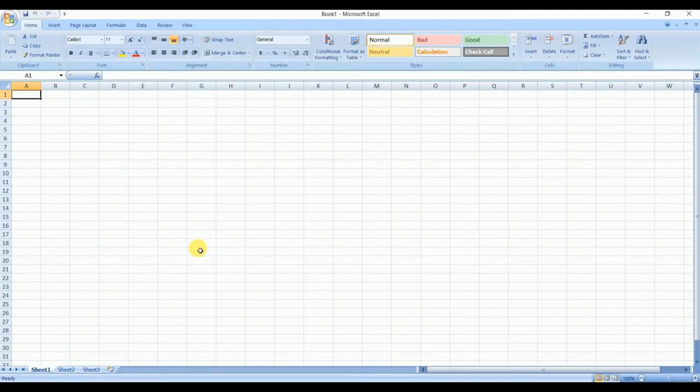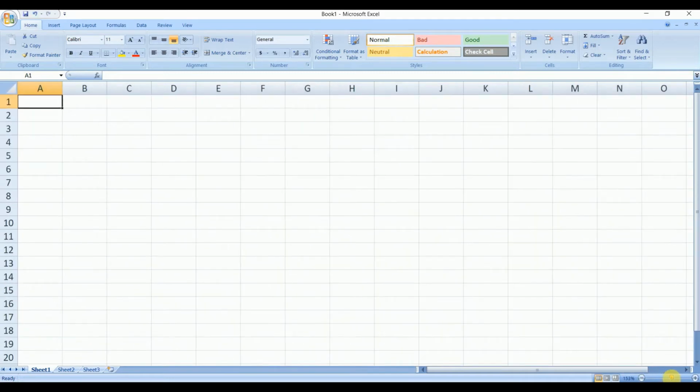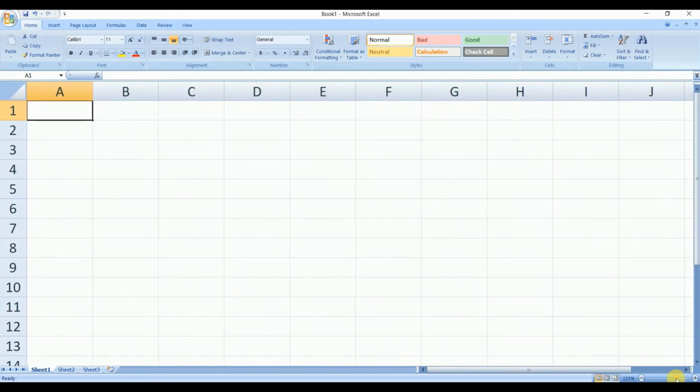Welcome friends. In this video I will show you how to calculate loan payment using PMT function in Microsoft Excel. The first thing I will do will be to zoom in so we can see the cells very well.